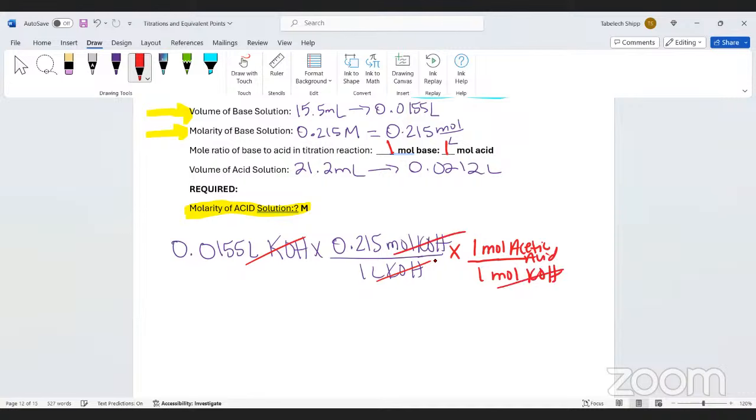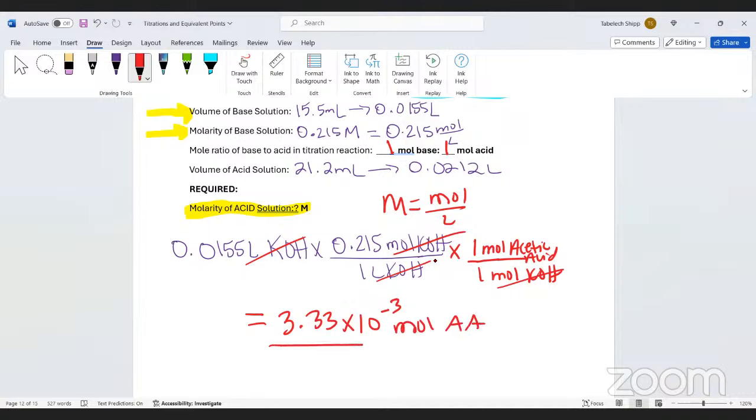Now your moles of KOH are going to cancel out. So what's left on top that we're looking for are our moles. That's the first step that you have to do. Remember, the formula for molarity is moles per liter. And they want you to find the molarity of the acid. So let's plug this in: 0.0155 times 0.215, okay? And we get, in scientific notation, 3.33 times 10 to the negative 3rd power moles of acetic acid.